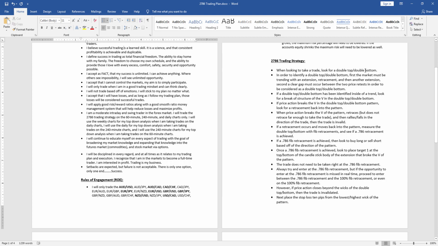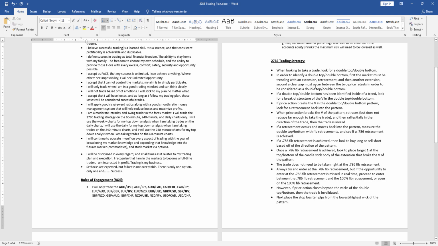Look for a double top / double bottom. In order to identify this, first the market must be trending with an extension, retracement, and then another extension. That is the requirement I need in order to classify the market as trending. Okay, I need an extension in one direction, a retracement in the opposite, and then I need an extension in the previous direction that it started in the first place. Okay, an extension, retracement, extension is a trend. That's what I define as a trend. Okay, so I need to see that.